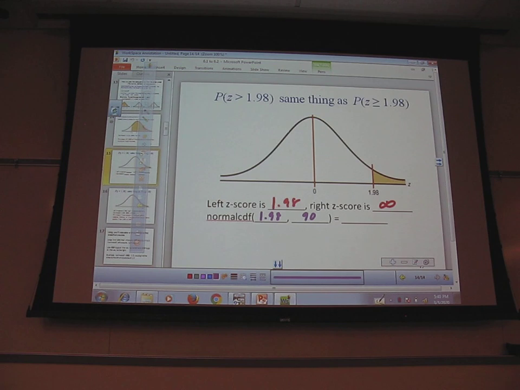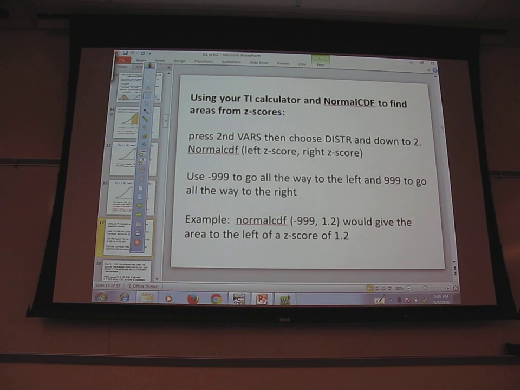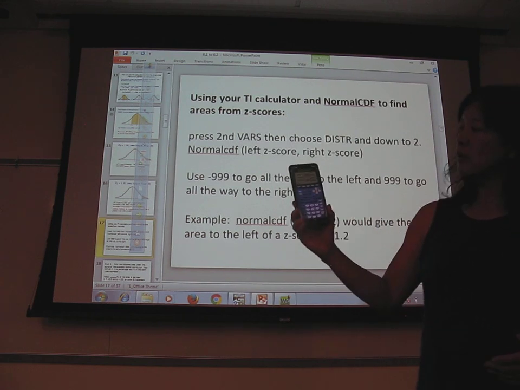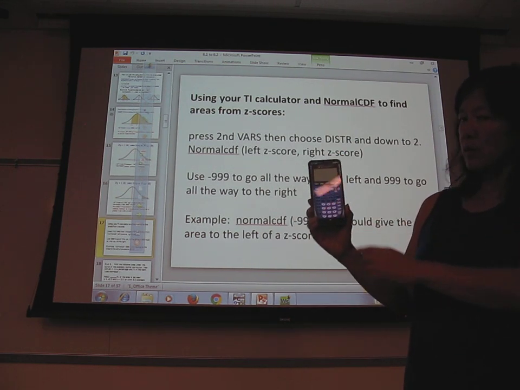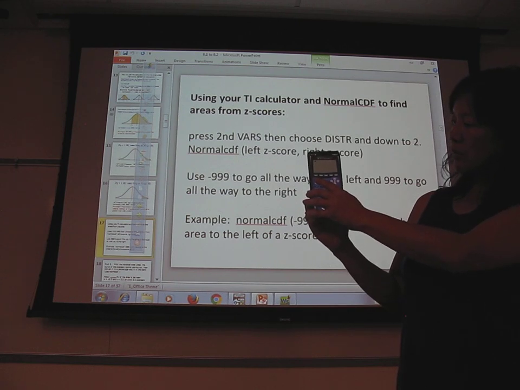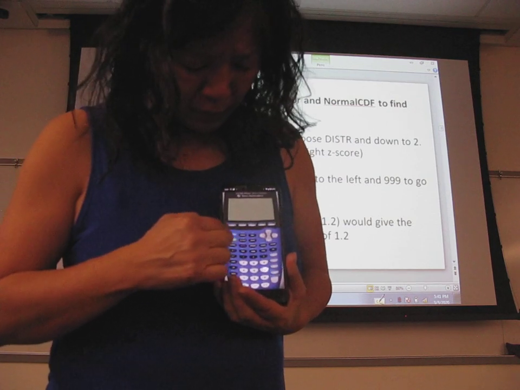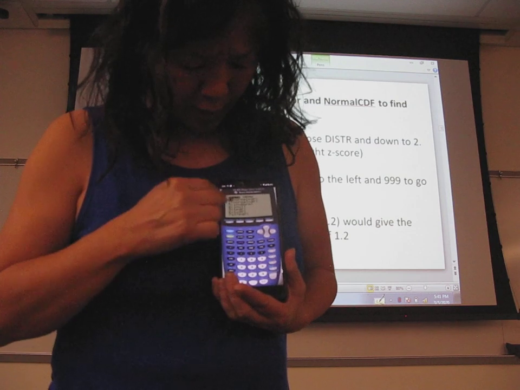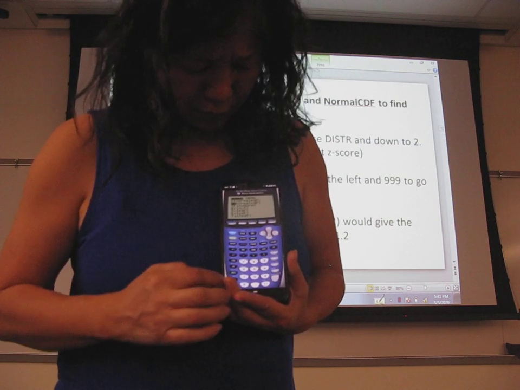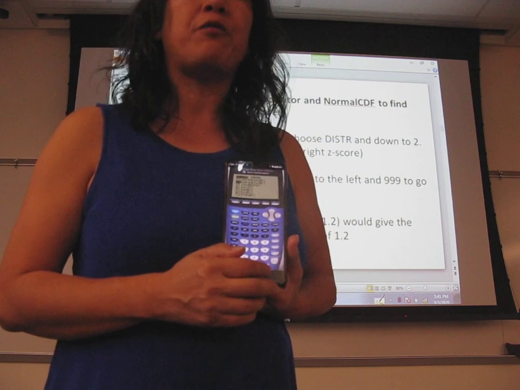Let me give you the directions. You go to second, vars, and then down to normal CDF. Not PDF, CDF.